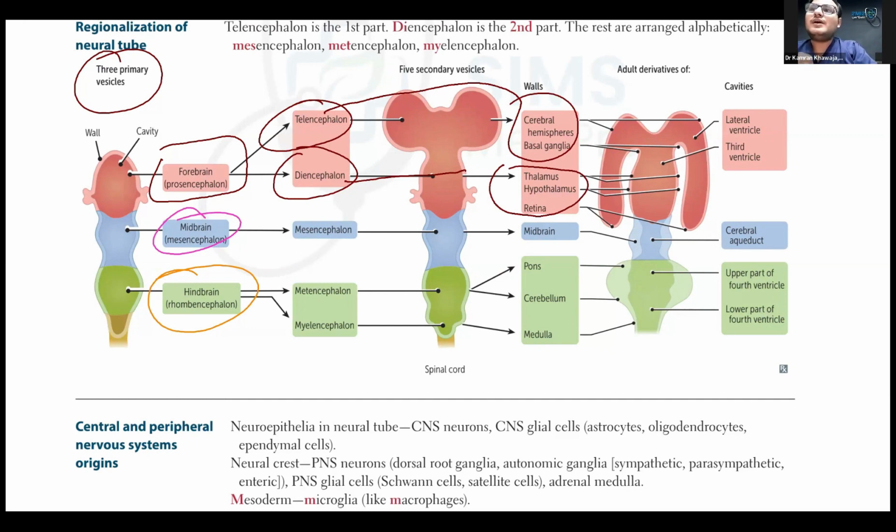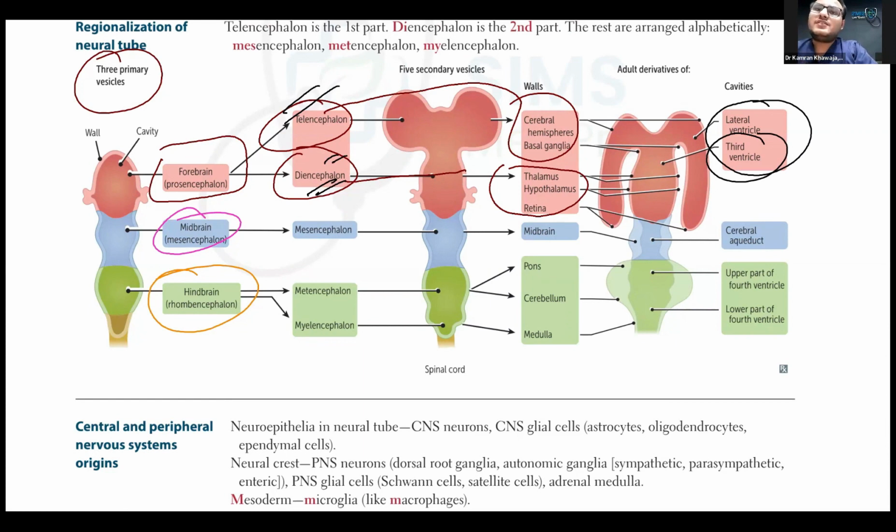What is the important concept here? What are the cavities in the forebrain? The cavities in the forebrain are the lateral ventricle and the third ventricle. Remember this: the lateral ventricle cavity is present in the telencephalon, and the third ventricle is present in the diencephalon.